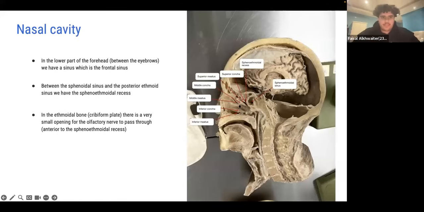So we're talking about the same thing, but in a model. As you can see here, I know the red labels aren't quite in focus, but you've got the superior conchi, the meatus, and so on and so forth. Now the clinical part: in the ethmoid bone, there's a very, very small opening called the cribriform plate. It's a small opening that the olfactory nerve goes through. So when someone has significant fractures to the ethmoid bone or facial damage, the olfactory nerve can be damaged, so they lose their sense of smell.